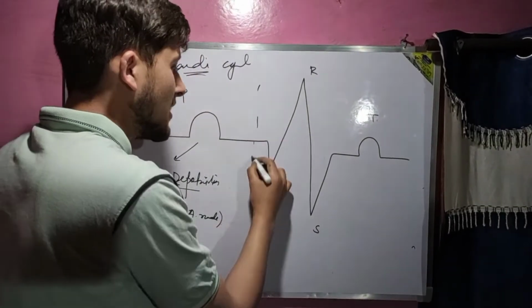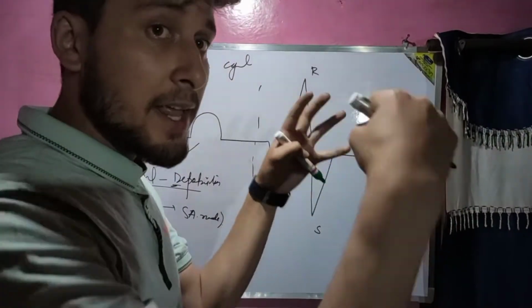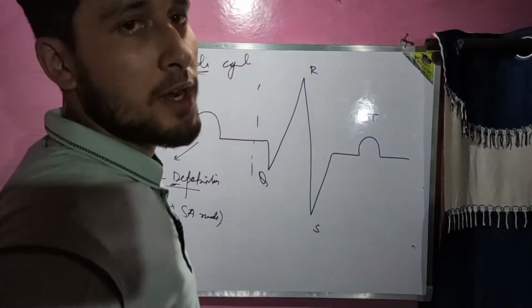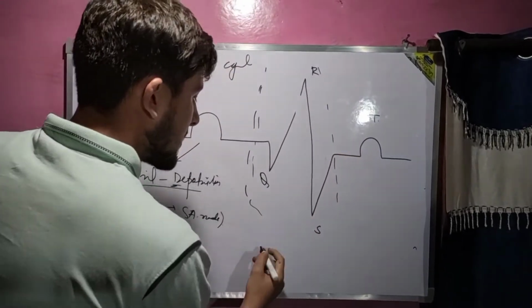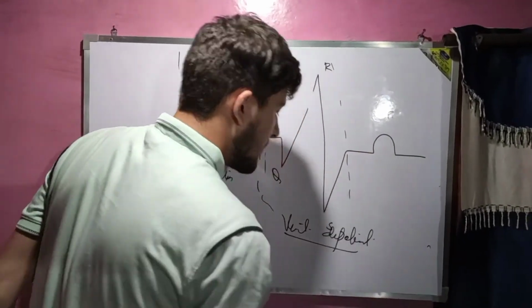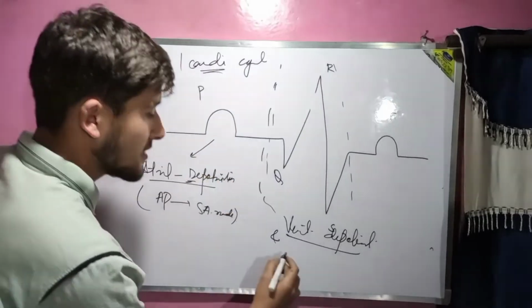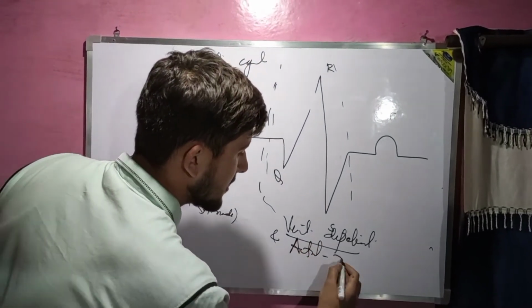After that, the atria will relax and the ventricles will contract simultaneously. There are two stages in the QRS complex. The QRS complex represents the ventricular depolarization, and at the same time it represents the atrial repolarization.